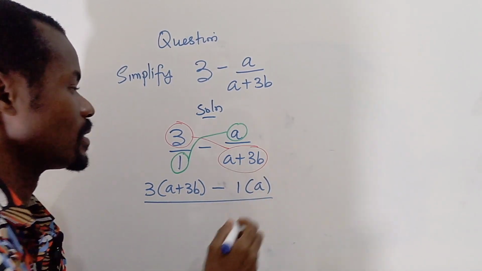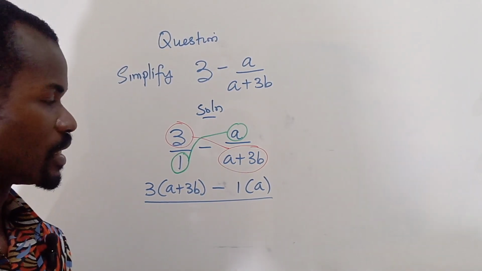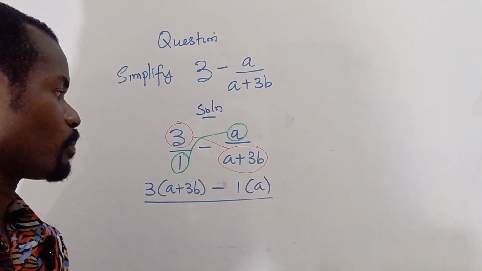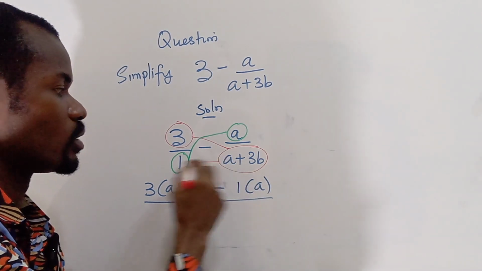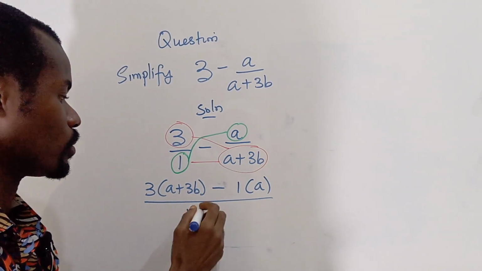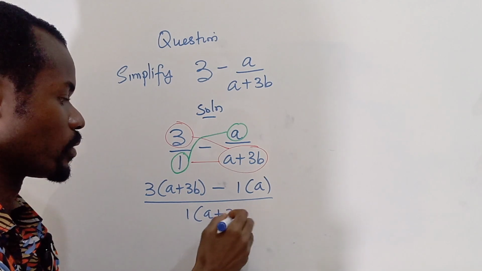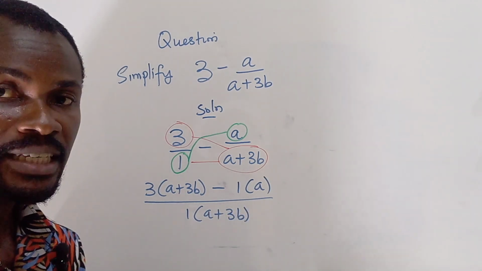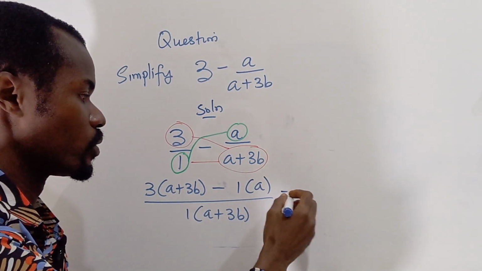So finally, all this is going to be divided by what? We are going to multiply the two denominators. So we have 1 multiplied by a plus 3b. So let's simplify this further to see what we are going to get.